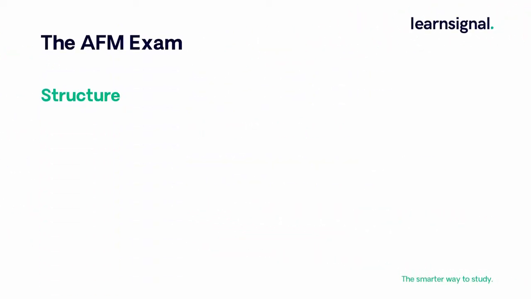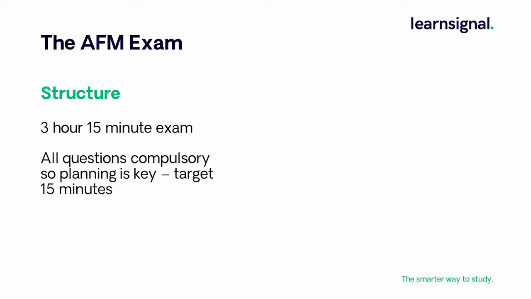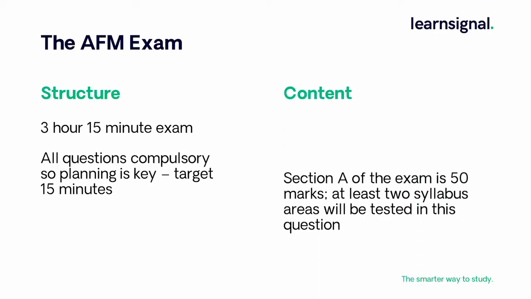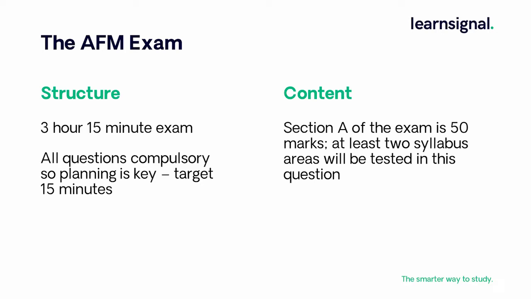It is important to know what you are facing when going into your exam. AFM is a 3-hour 15-minute exam with all compulsory questions. Planning is vital, so allocate the first 15 minutes to this without starting to write an exam answer. Section A of the exam accounts for 50 marks. At least 2 syllabus areas are tested in this question. Section B of the exam has 2 questions, usually 25 marks each.